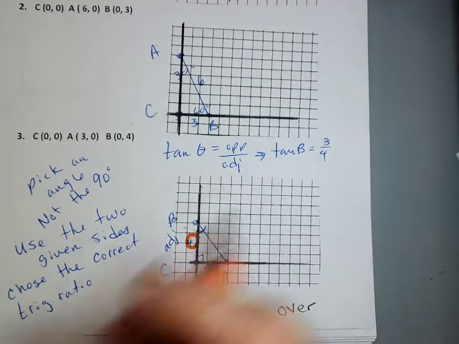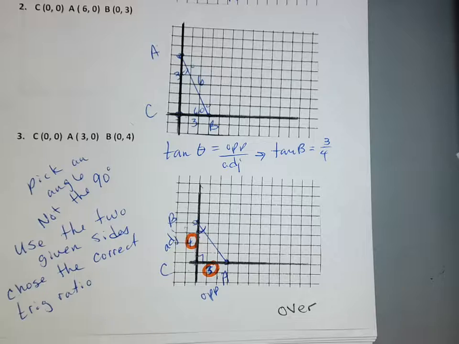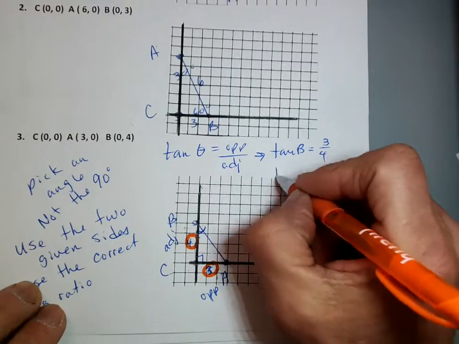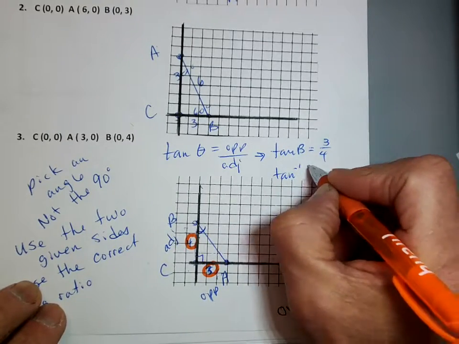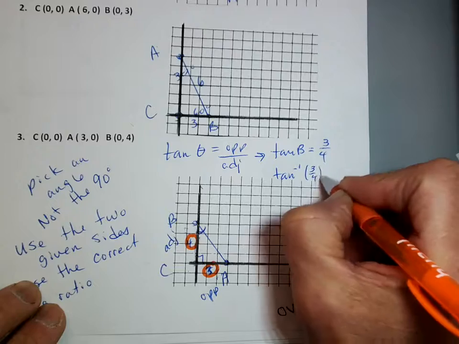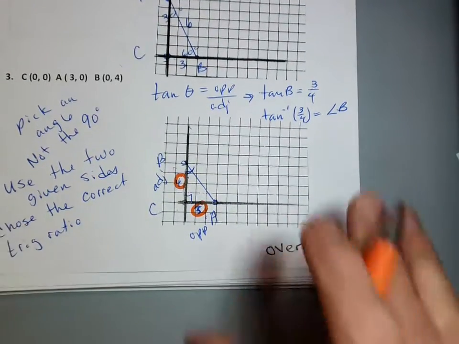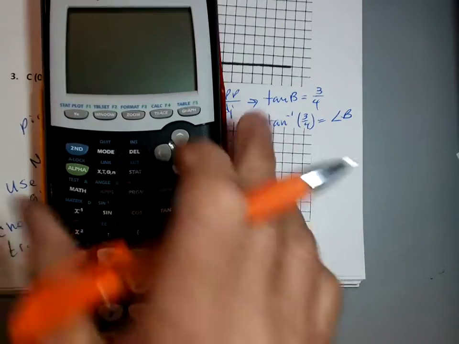Now, wait, but don't we need the inverse? You're ahead of me. I'm going to do that next, okay? So Zoe's right. Since I have to find the angle, I'm going to rewrite this as tangent inverse of 3 over 4 equals angle B. And I'm going to use my calculator.